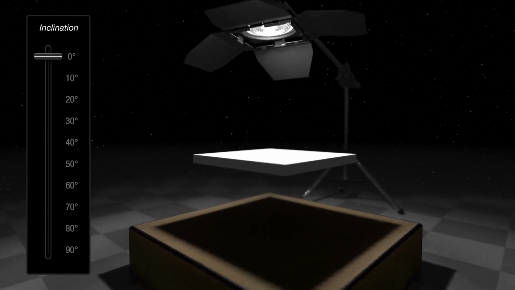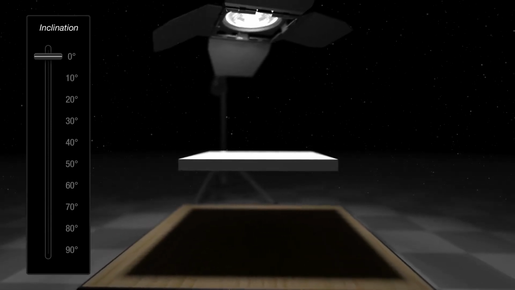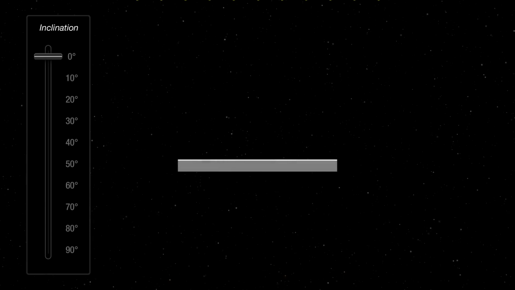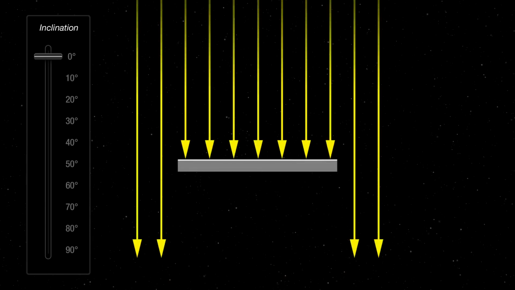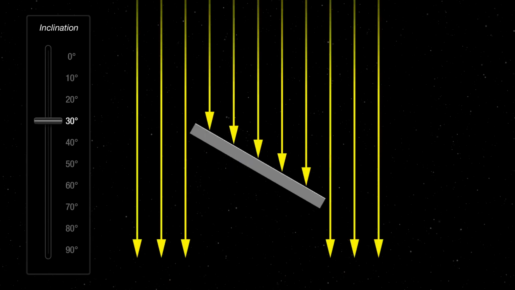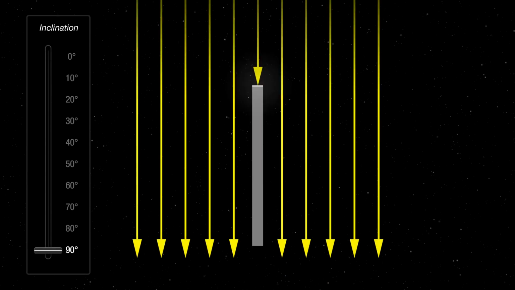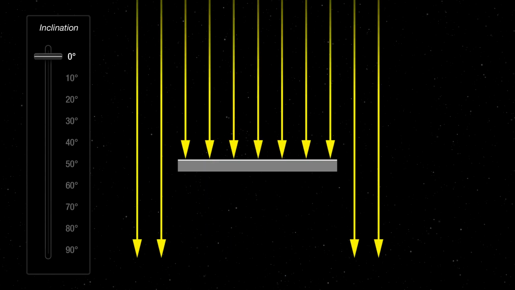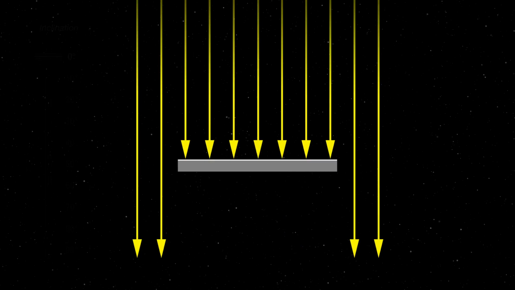Let's take a closer look at this plane. The light is coming straight from above. Can you see what happens as we turn the plane? We can count the light rays that are hitting this plane. 1, 2, 3, 4, 5, 6, 7. There are 7 units of light impacting the surface of our plane.